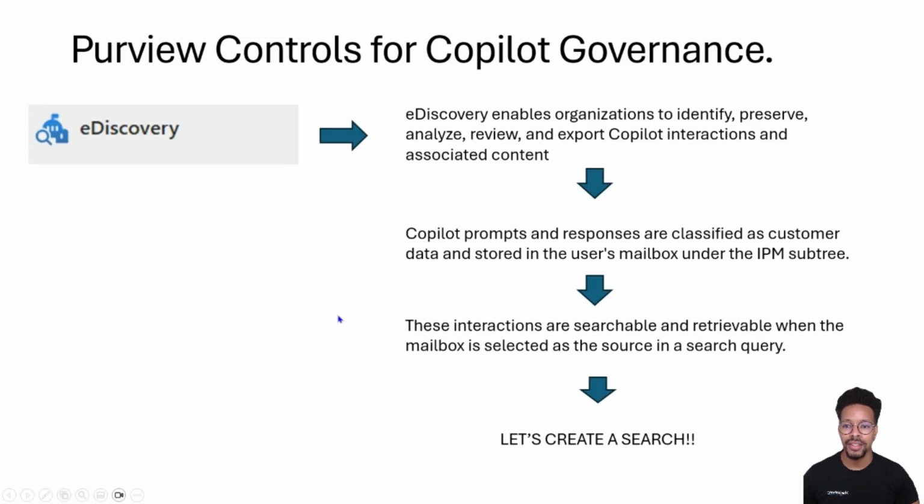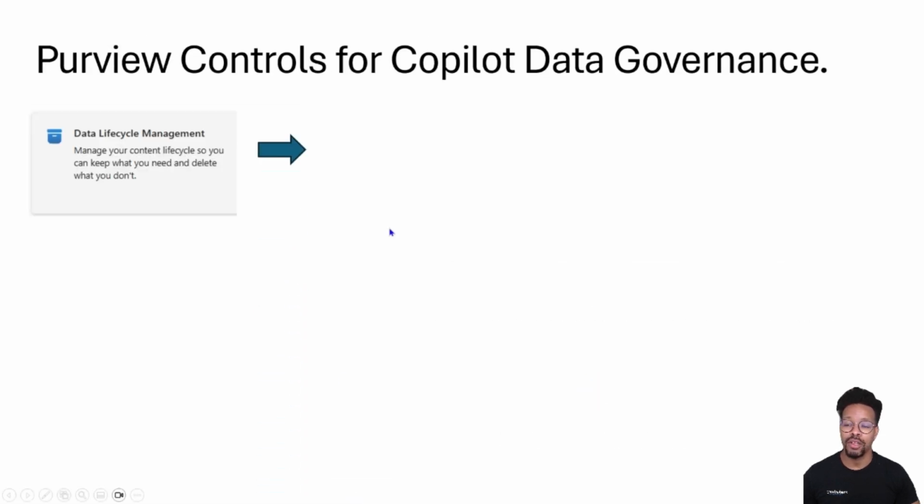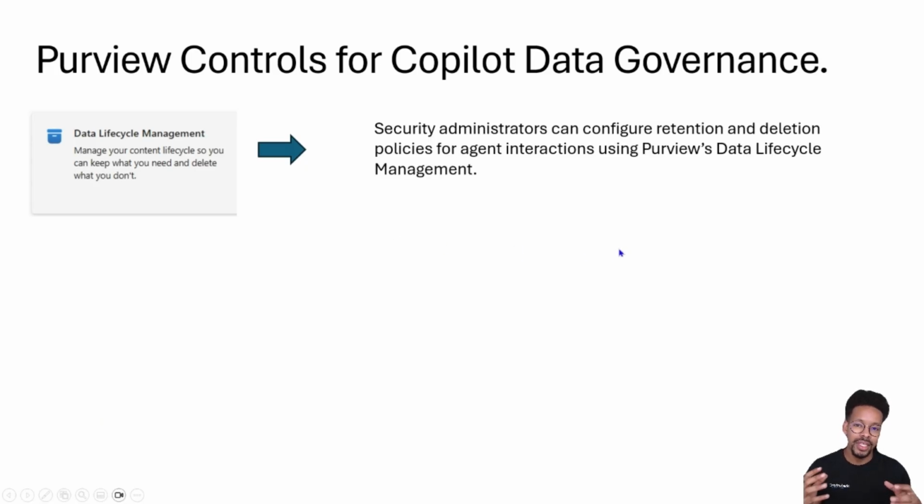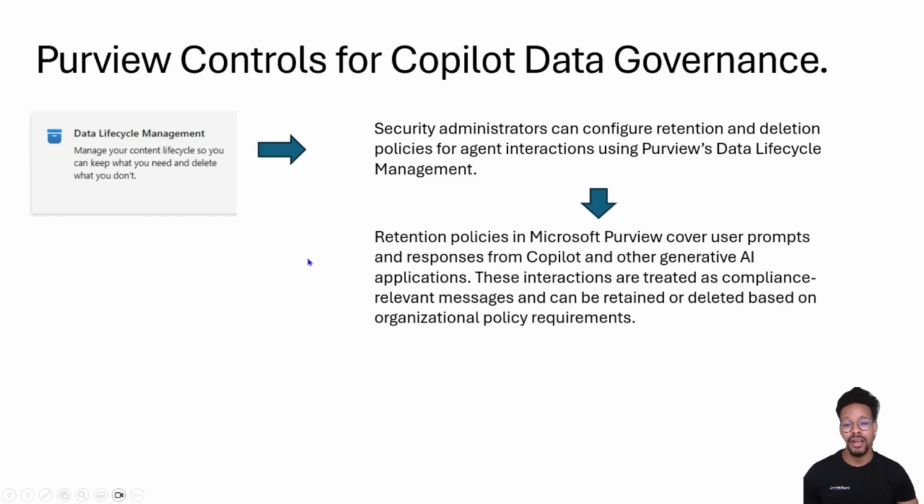So let's go to the next one, which is data lifecycle management. So what does this do for you in Copilot data governance? You can configure retention and deletion policies for agent interactions using Purview data lifecycle management. And this also in return gives you the retention policies, which in Purview cover user prompts and responses from Copilot and other generative AI applications. This can be ChatGPT Enterprise. And these interactions, of course, will be treated as compliance-relevant messages and can be retained or deleted based on your organizational policy requirements.